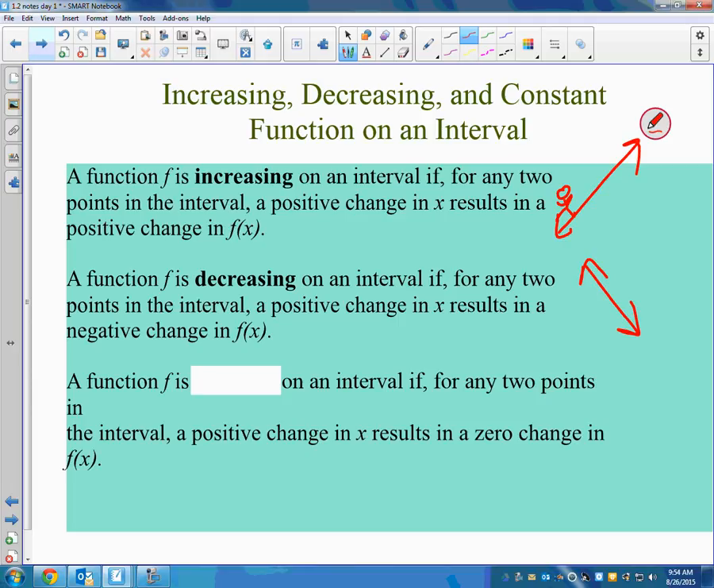And if there's no change, as x changes, y doesn't change, then the word we use there is constant. And again, we can talk about slope here for all of this. Positive slope, negative slope, zero slope. Y doesn't change.